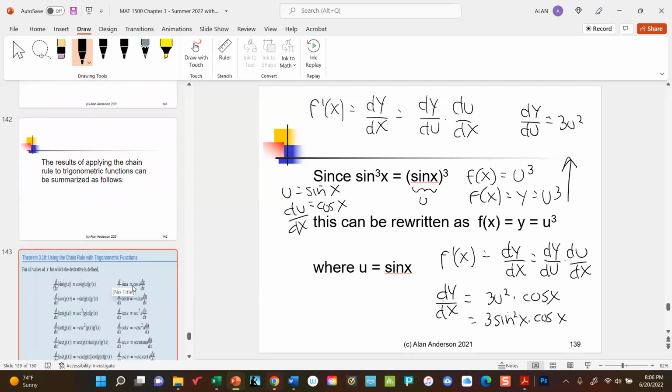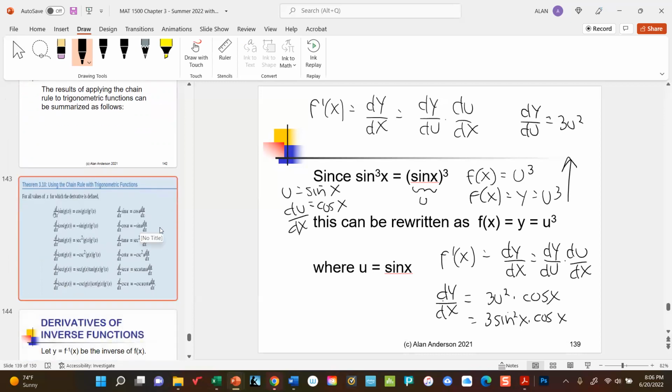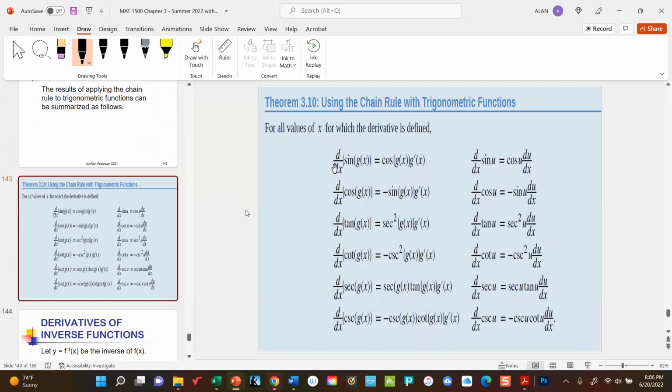Now, by the way, the book has very kindly provided us with a nice little chart, so we don't have to keep doing this over and over again. Let me just show it to you real fast. And this already includes the g of x. So when you see a g of x here like that, that tells you that they're actually using the chain rule. So the derivative, for example, of sine g of x is cosine g of x times g prime of x. So you might contrast that with what we saw earlier. When we just have x here, the derivative was just cosine x.